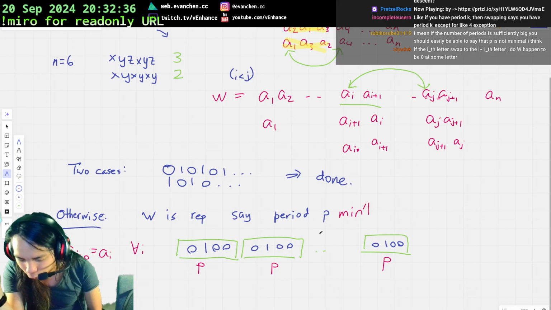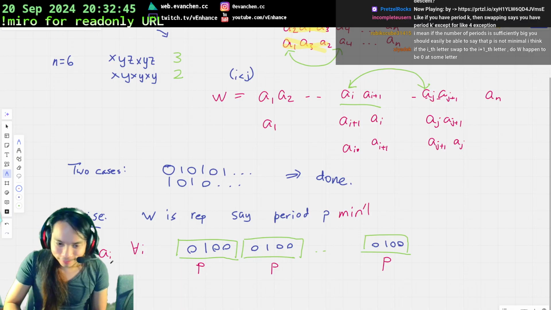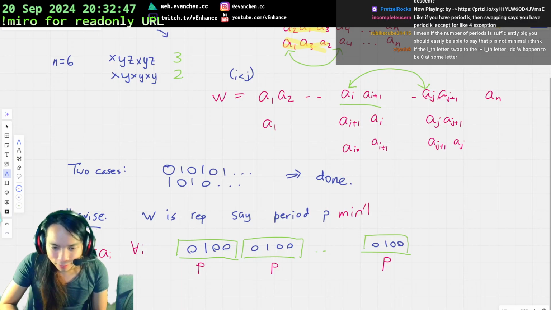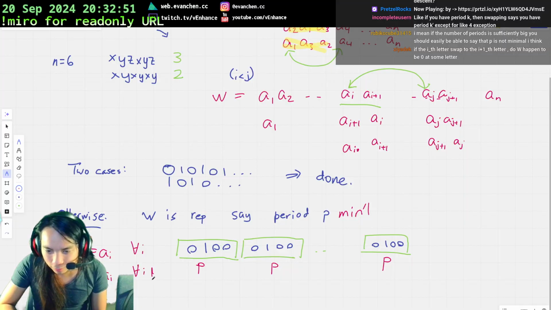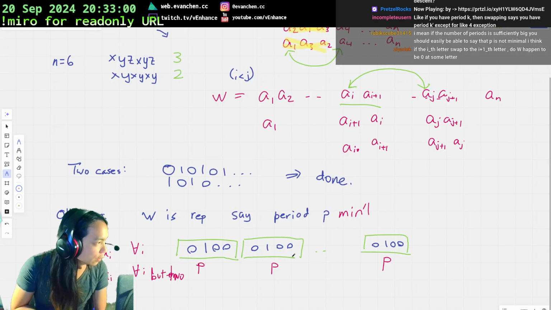Q at least should not be a multiple of P. Maybe I'll put it that way. That's true, right? So now you have A_i plus Q is equal to A_i for every i except for a certain... there's one for all i but 2. There are 2 adjacent exceptions, and otherwise it's plus Q.